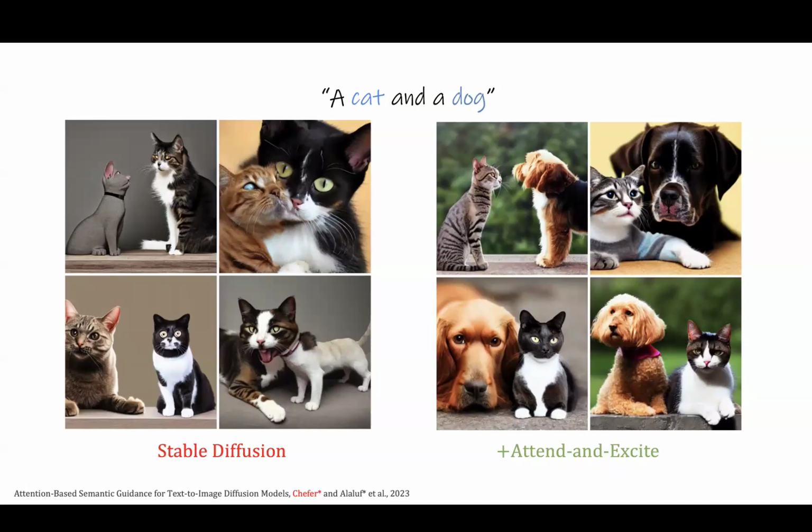Okay? So you can see that after applying attend and excite, not only do we get both the cat and the dog, the layout is not restricted. We use the non-rigid loss, right? So the model can choose and pick the layout as it wants. So thanks to the non-restrictive loss, we have different layouts, different breeds of dogs and cats.